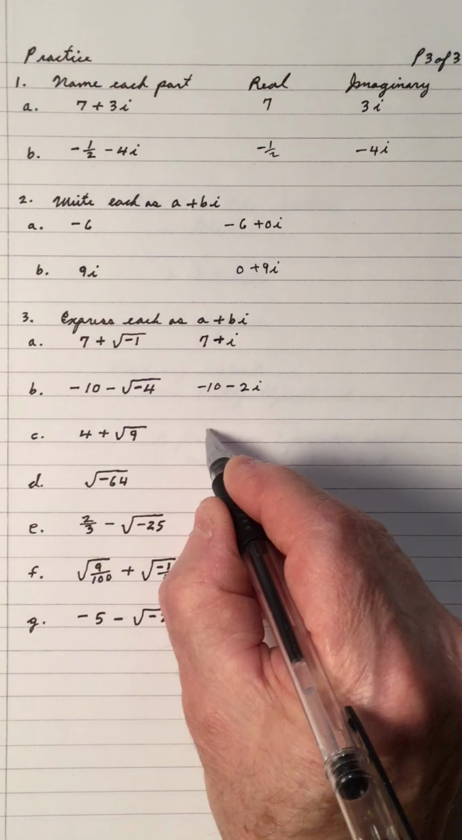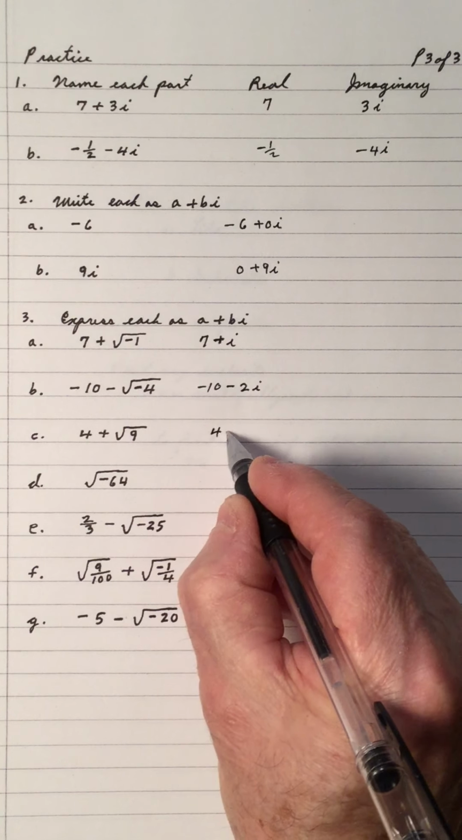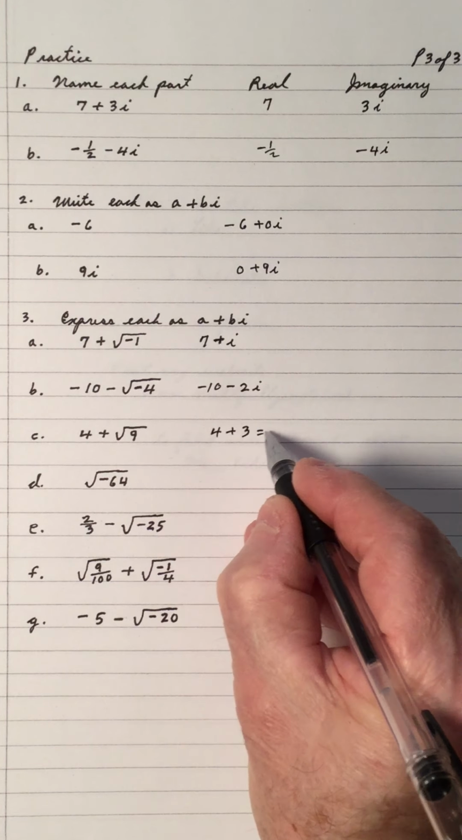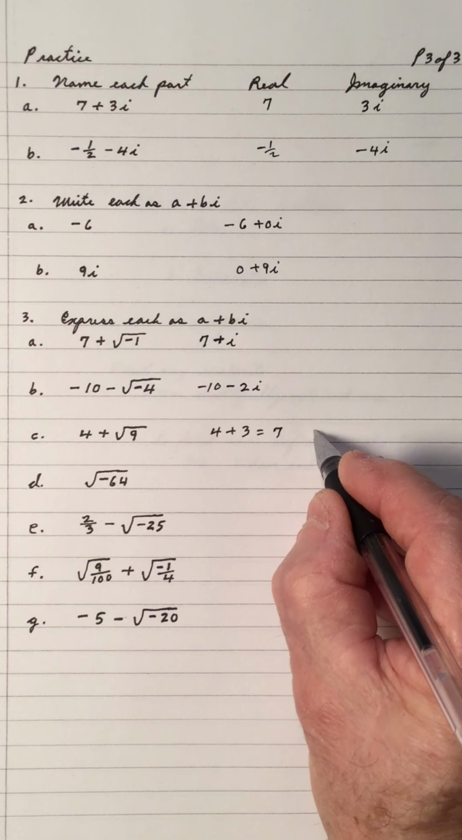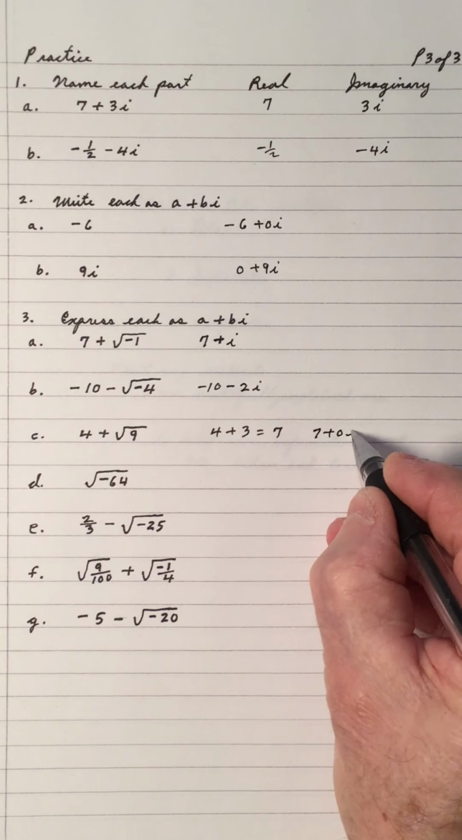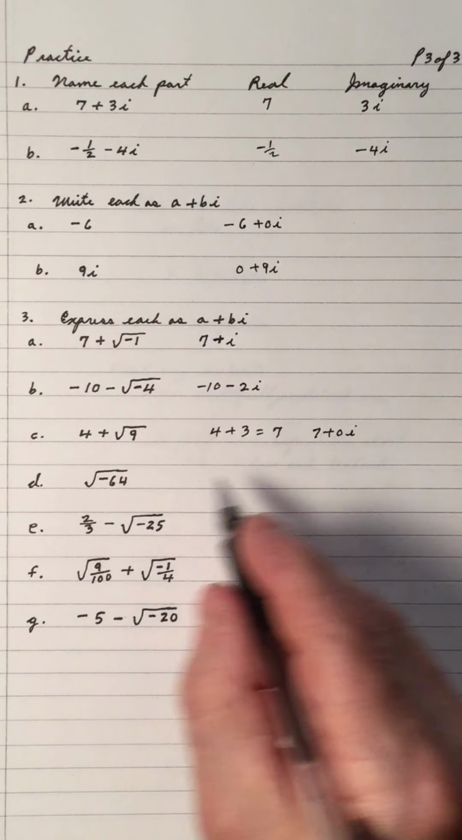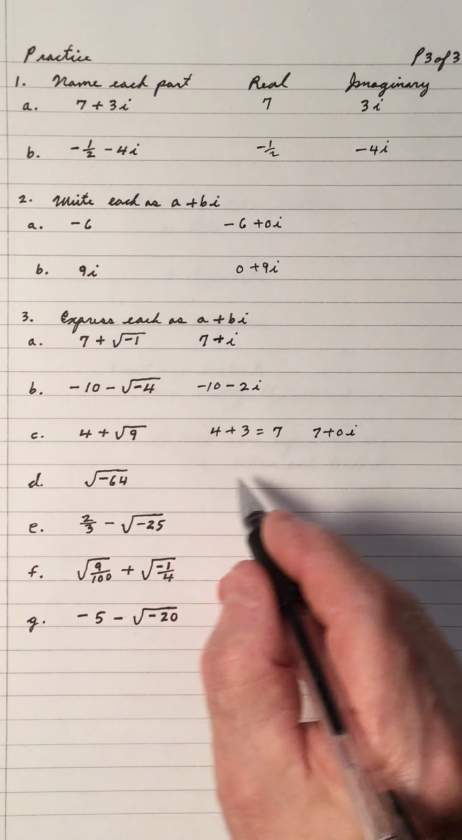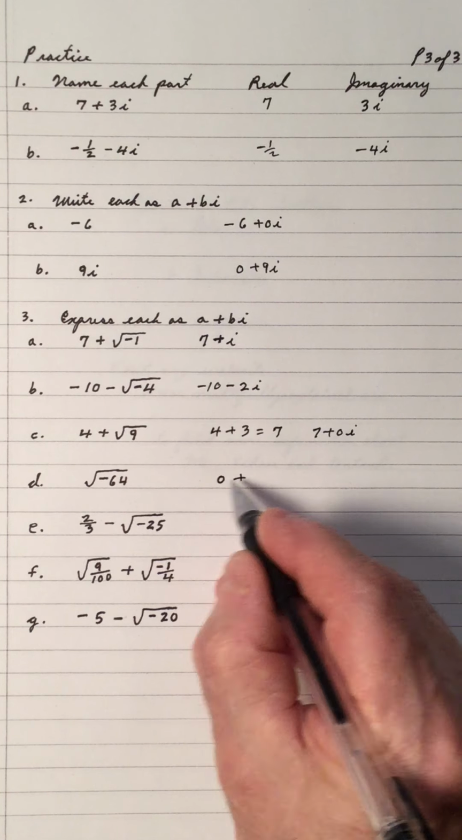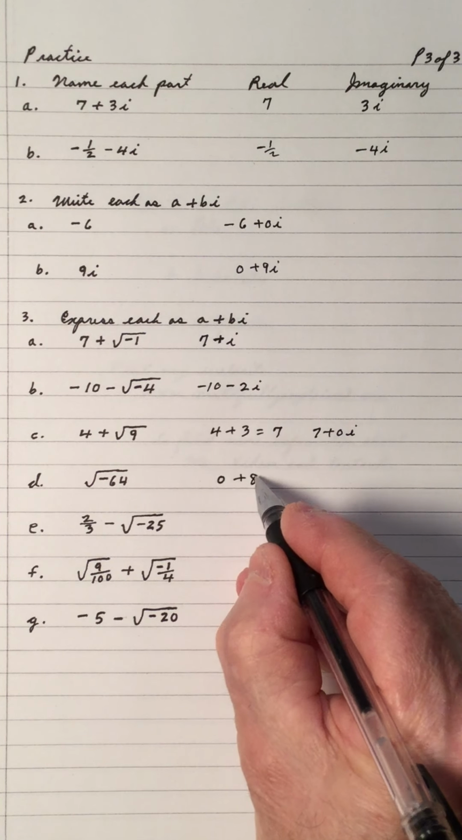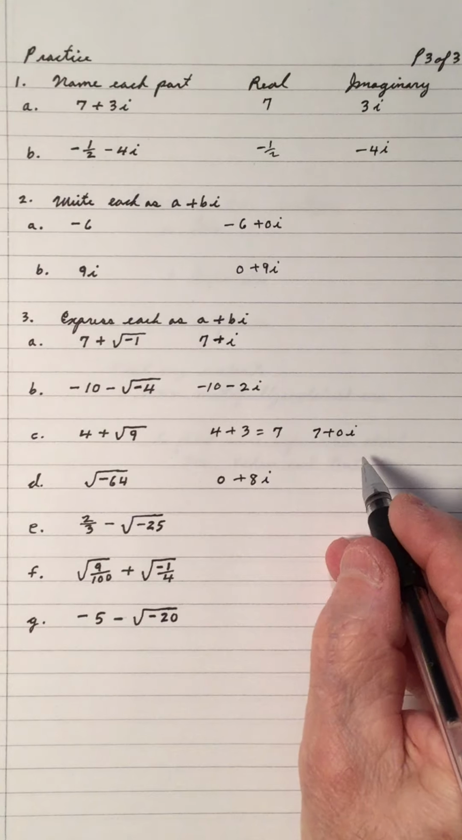And we have 4 plus 9. The root of 4 is 2. The root of 9 is 3. That gives me a 5. So as a complex number, it gives me 5 plus 0i. And the square root of negative 64, it has no real part. Plus, the square root of 64 is 8. Because it's negative, we have an i.